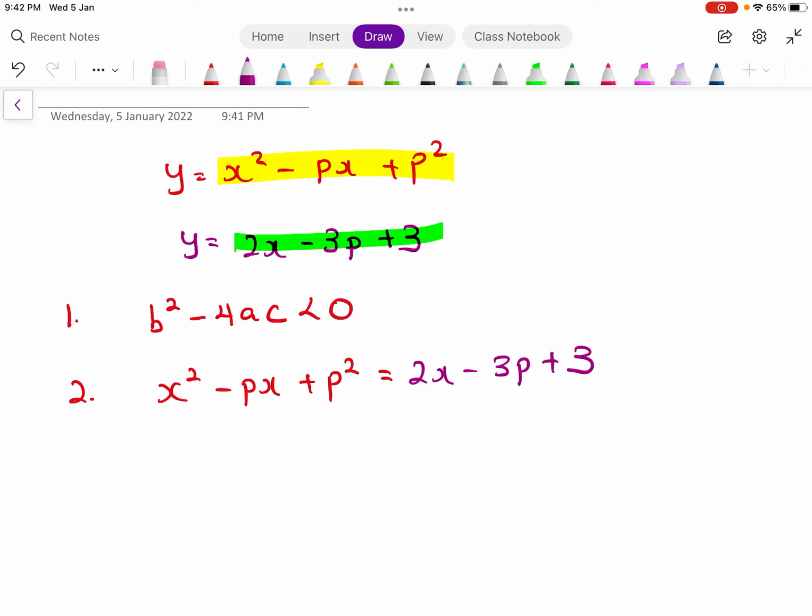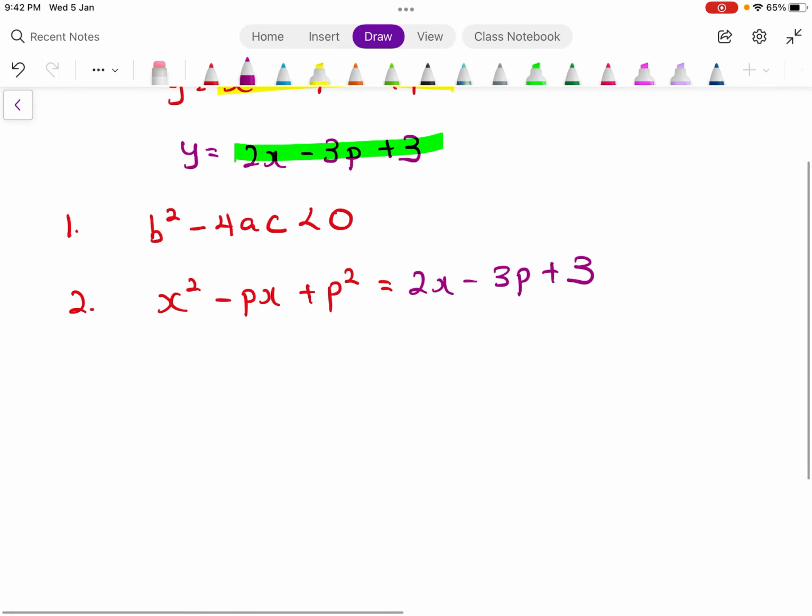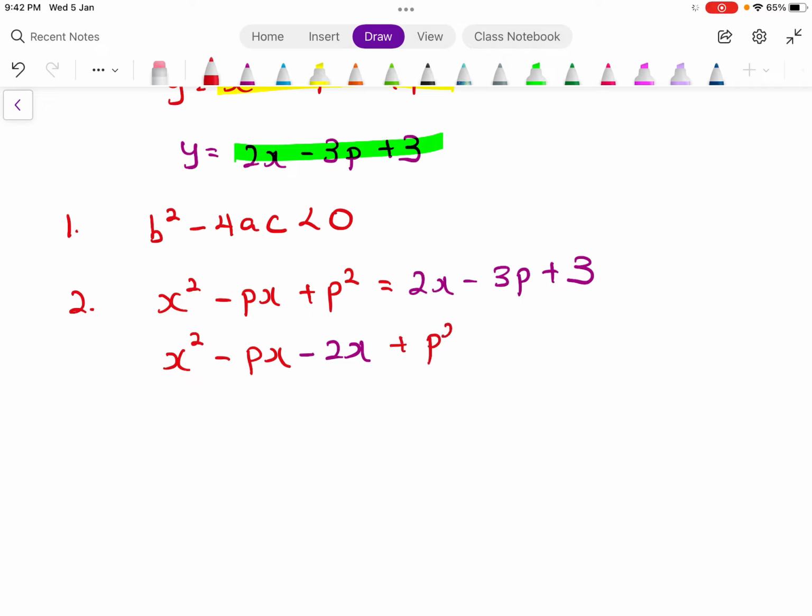This is still step number 2. I move everything to the left hand side because I want to form an equation. So x squared minus px, then maybe I just put the x terms together, then plus p squared plus 3p, minus 3 equal to 0. So this is step number 2 done.